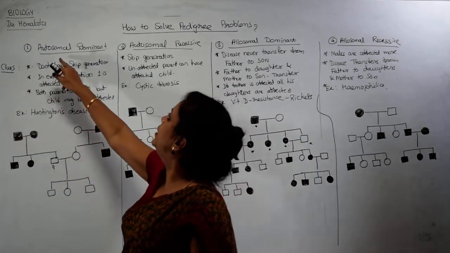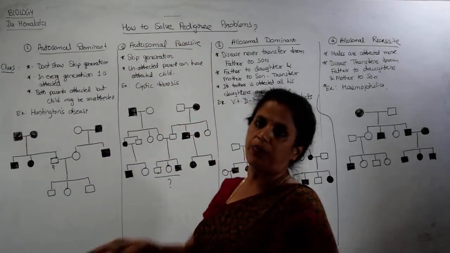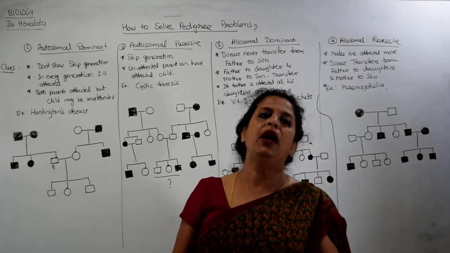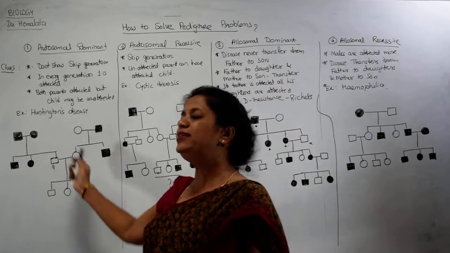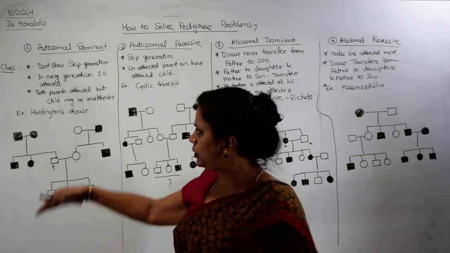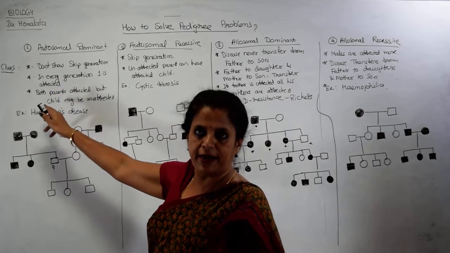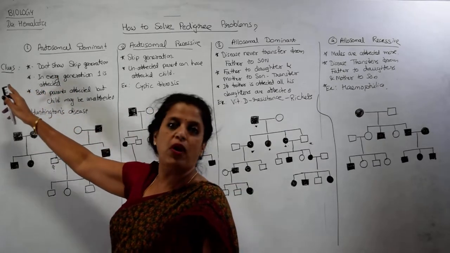You can see the first one is, so this is how to solve the pedigree problem. Means you will get it in the examination, one chart will be given like this and they ask you to identify what it is representing. You will get only this much. So before that I have given you some clues to identify. What is the clue to identify?